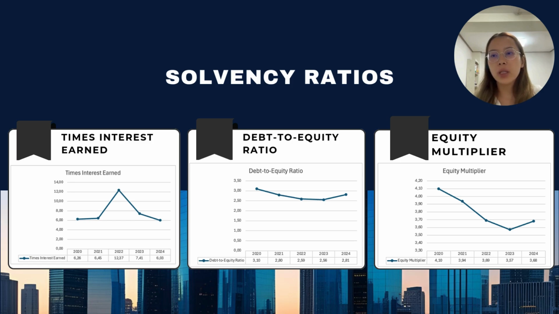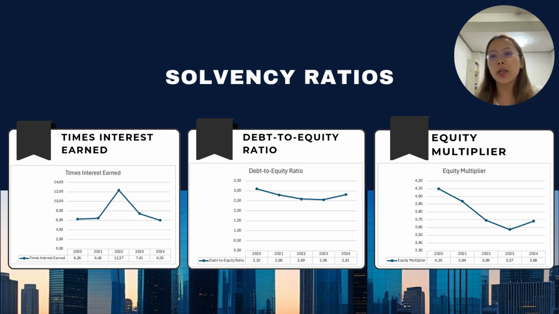Next is debt to equity ratio. It compares total liabilities to shareholders' equity. The debt to equity ratio showed a downward trend from 3.01 in 2020 to 2.56 in 2023, indicating a gradual reduction in financial leverage and a shift towards a more equity based capital structure. This may reflect improved financial stability and reduced reliance on debt. However, a slight increase to 2.81 in 2024 suggests a small uptick in leverage, possibly due to new debt issuance or a decrease in equity during the year.